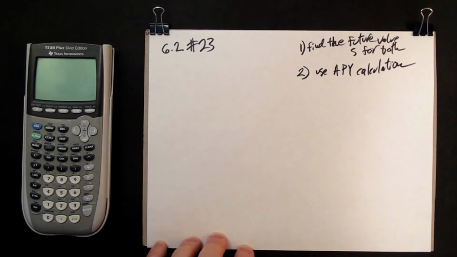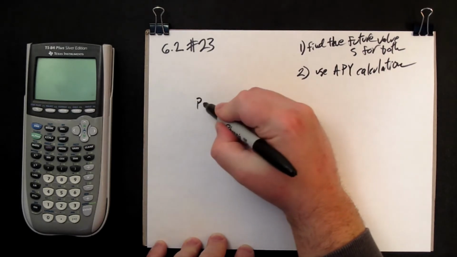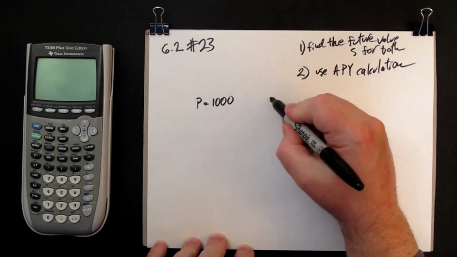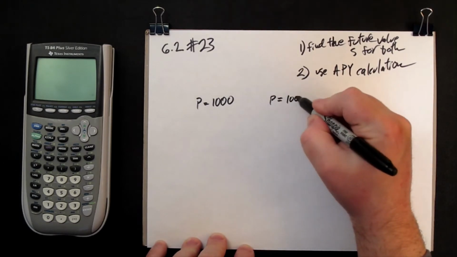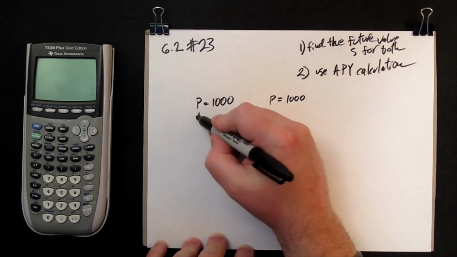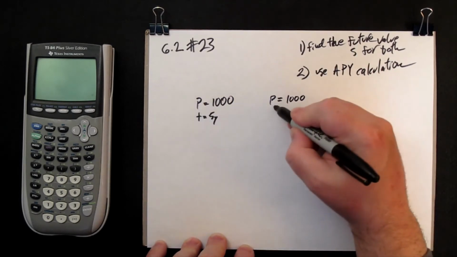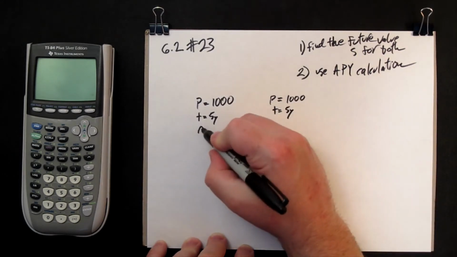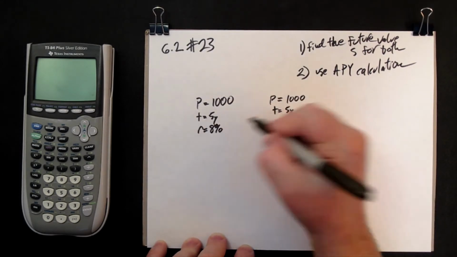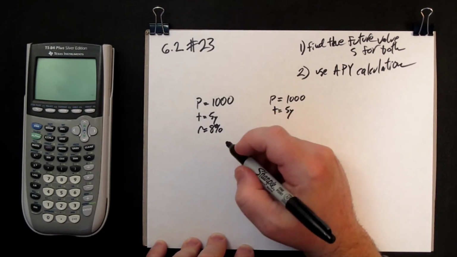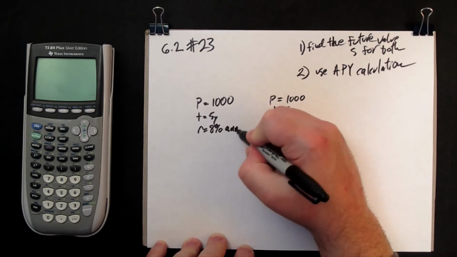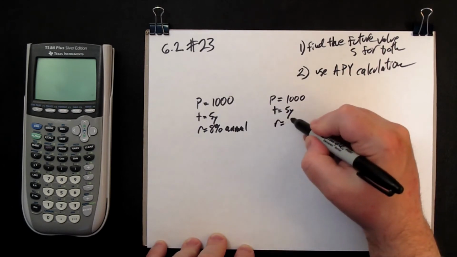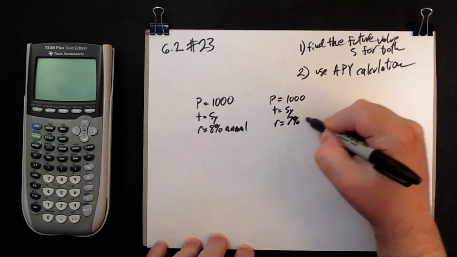Okay, so we've got two vehicles here. Actually, the principal doesn't really matter because it's the same, but I'm going to include it anyway. The time frame for both is 5 years. The interest rate here is 8% annual compounding, and the interest rate here is 7% continuous compounding.